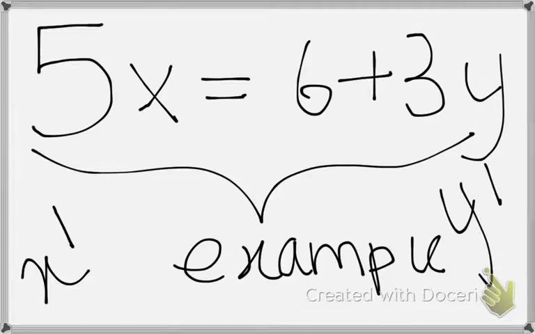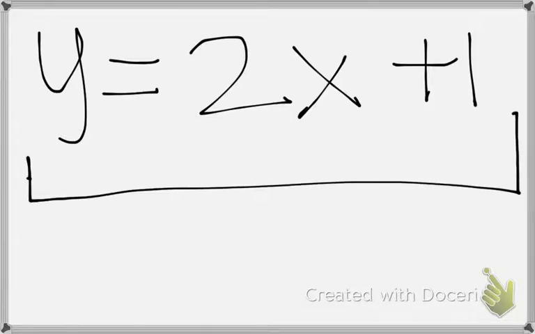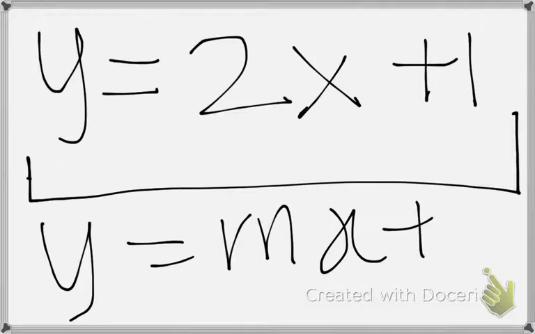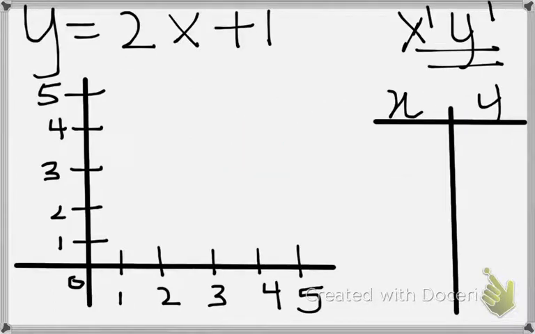So let's check out another equation. This is also an example of a linear equation, and as you can see here, this really resembles the y equals mx plus b equation. So as you can see, we have y, m is 2 over here, we have x, and b is 1 over here. So that's pretty cool. Now let's move on to plot this equation.